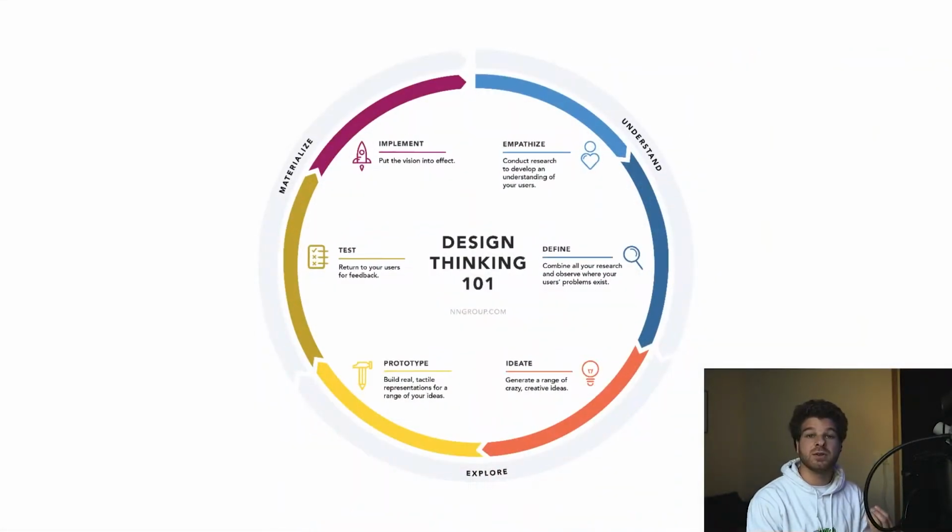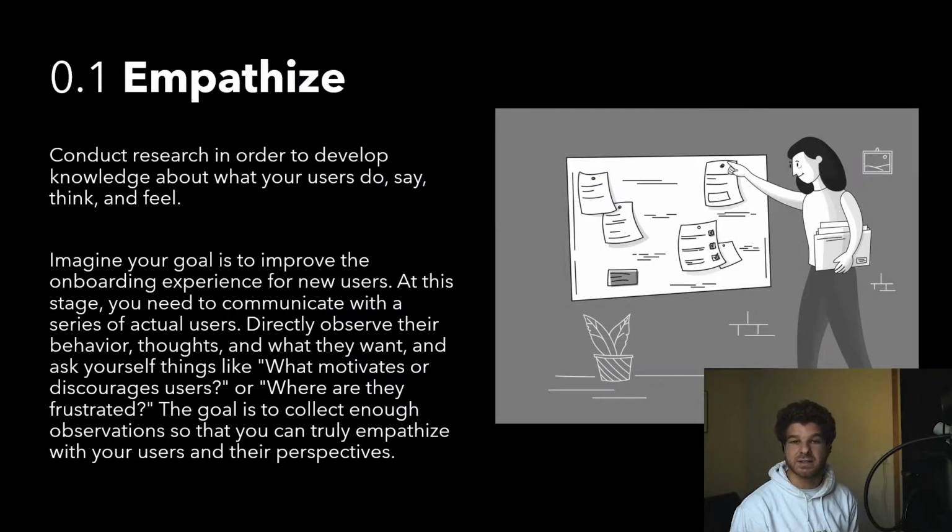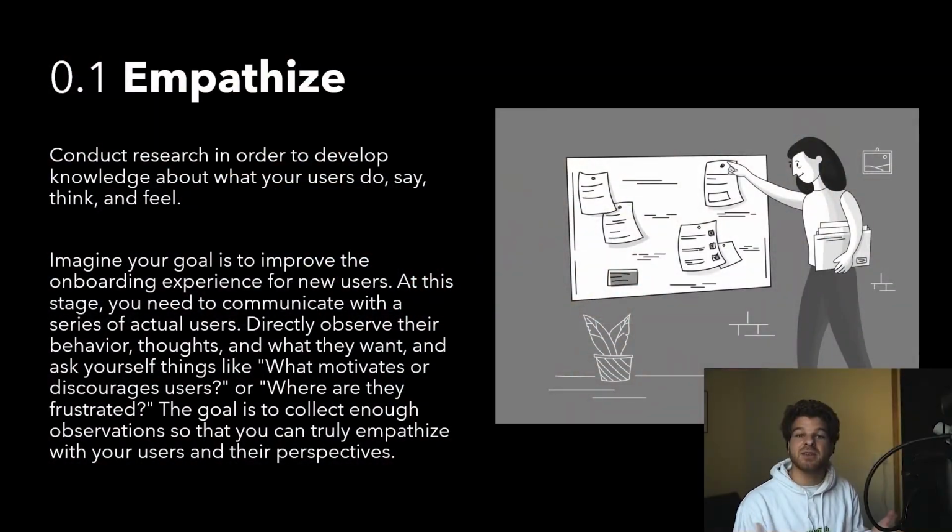The overall flow of understand, explore, and materialize is then detailed by the 6 phases of empathize, define, ideate, prototype, test, and implement. Phase 1, empathize. The empathize phase is all about conducting user research to develop a knowledge base of your user, to get to understand them. You want to know what your users do, say, think, and feel.